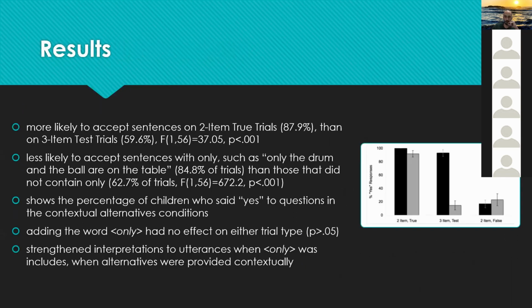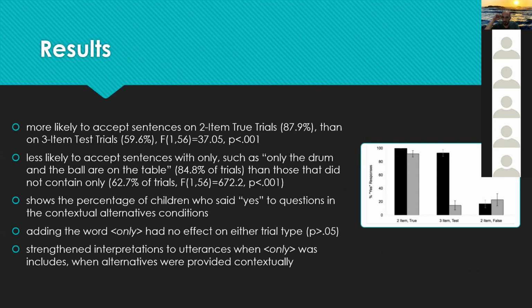Okay, on to the results. Overall, the children were significantly more likely to accept the sentences on 2-item true trials, with 87.9%, than on the 3-item test trials, with 59.6%. I think this means a percentage of 0.1.